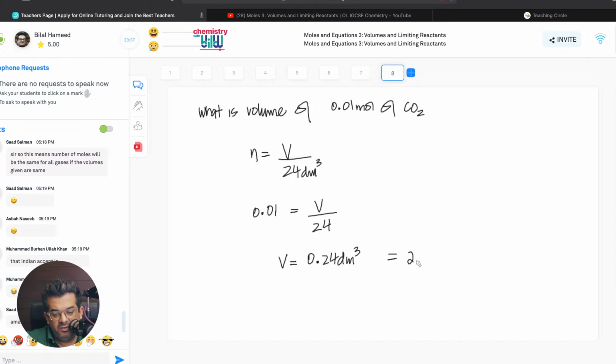It comes out to 240 cm cube. It is up to you. If the question does not say which unit you give it in, you can leave it in either unit. Now, how did I do this conversion? Well, simply knowing that 1 dm cube is 1000 cm cube. So to convert from dm cube to cm cube, we just multiply by 1000.